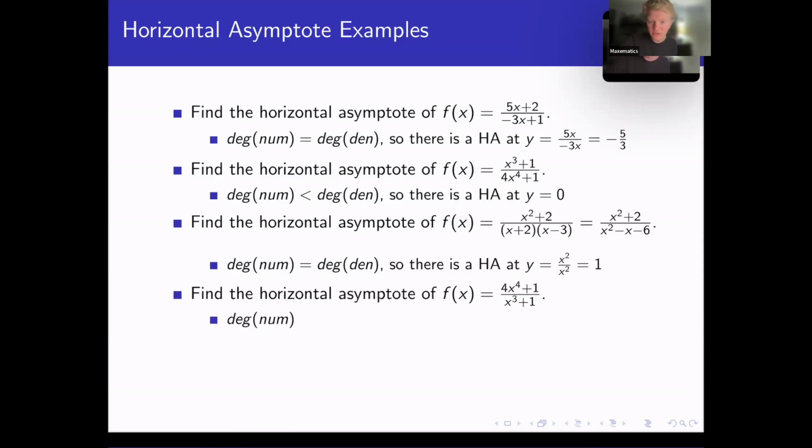(4x to the 4th plus 1) over (x cubed plus 1). Degree of the numerator is 4. Degree of the denominator is 3. So numerator is bigger, there is no horizontal asymptote.